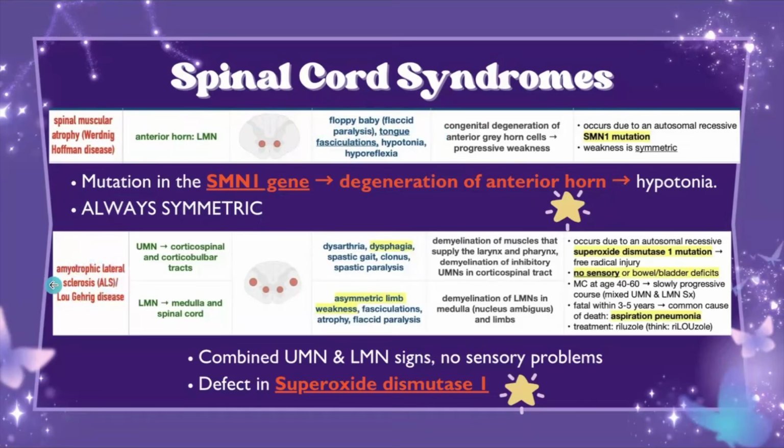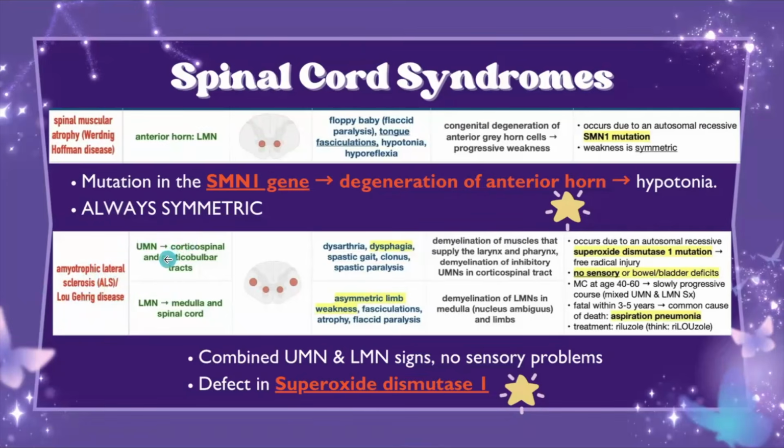Now, we have ALS. In ALS, basically, there's degeneration of the lower motor neuron, which is in the anterior gray horn cells, and the upper motor neuron, which is the corticospinal tract. This would result in combined upper motor neuron and lower motor neuron lesion signs. However, there would be no sensory problems because the dorsal tracts and the sensory tracts are not affected at all. Okay, please do memorize the alternative names for everything. They really like to use them.